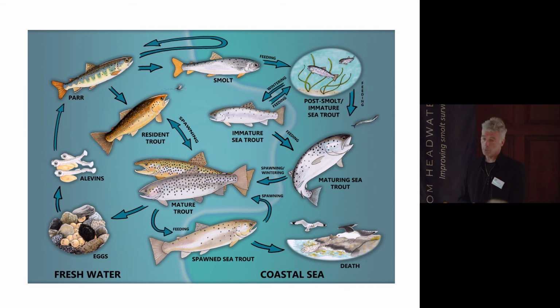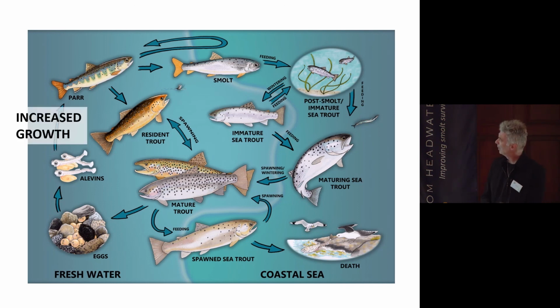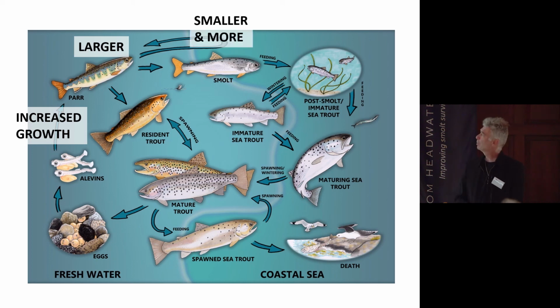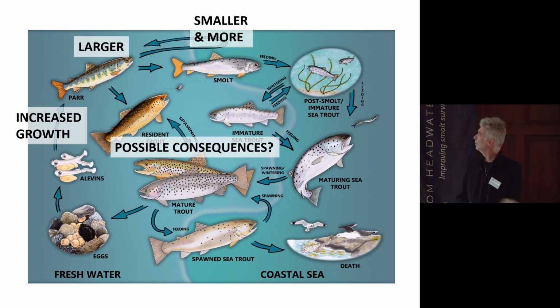But we don't really know, we need to consider and follow this up. So what will really happen? We have an increased growth, we know that. The increased growth will make the par larger, and it seems the smolts will be smaller and more numerous.